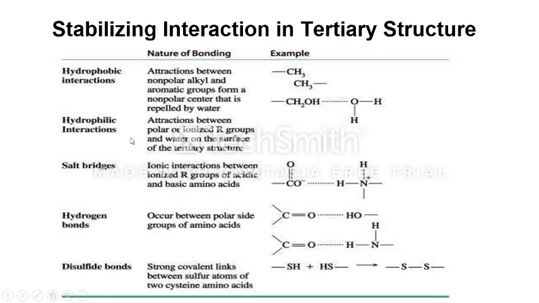And hydrophilic interactions basically are attraction between the polar. This is the example of hydrophobic between the two methyl groups, and this is the example of hydrophilic, that is methanol, a charged species with partial charge. Oxygen has partial negative charge, and here hydrogen has partial positive charge. This is an example of hydrophilic interaction. So attraction between polar or ionized R groups and water on the surface of the tertiary structure. Then are the salt bridges, we already discussed it. Hydrogen bonds, already discussed it, and disulfides have also been discussed earlier.